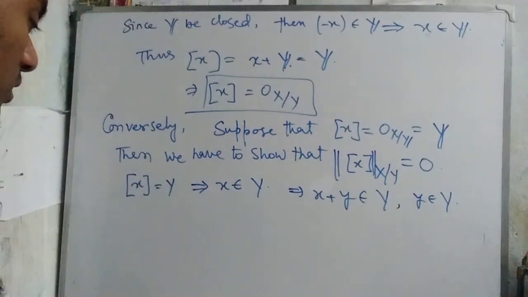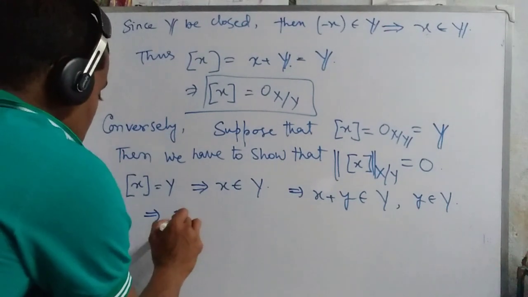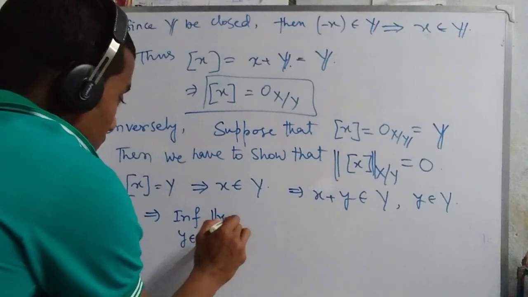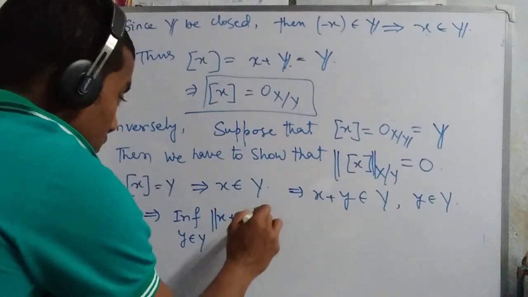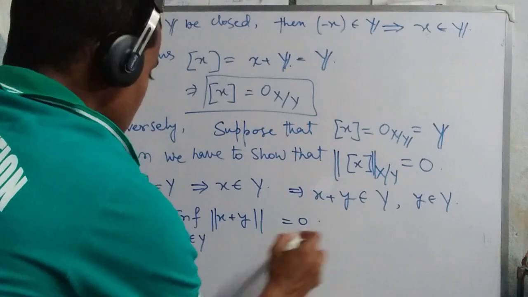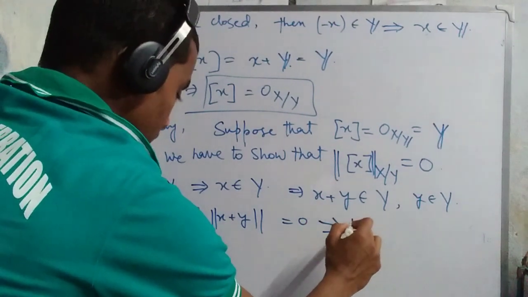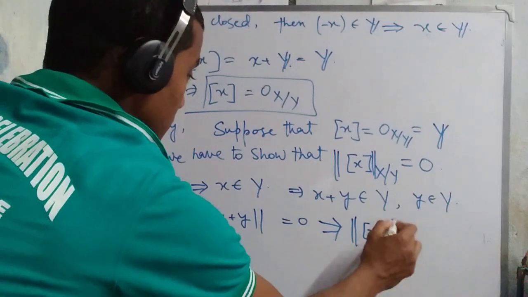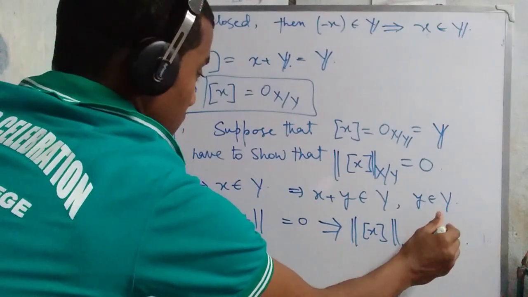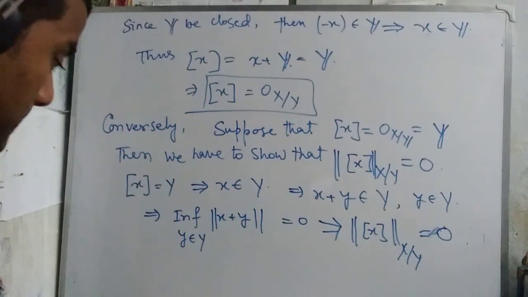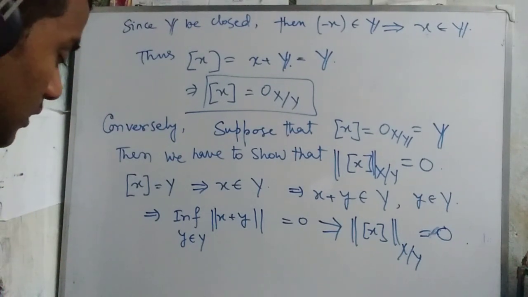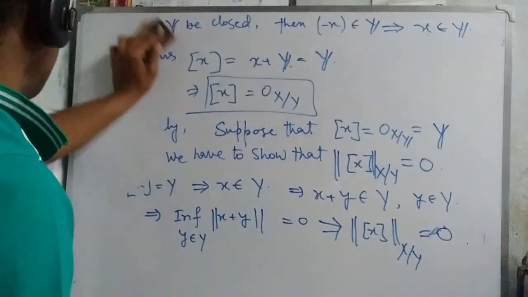Okay, so this implies that infimum of y belongs to y, here ‖x + y‖ equal to 0, and this implies norm of x quotient with respect to y equal to 0. Okay, then what happened? Then we erase that portion and going to further discussion of that.